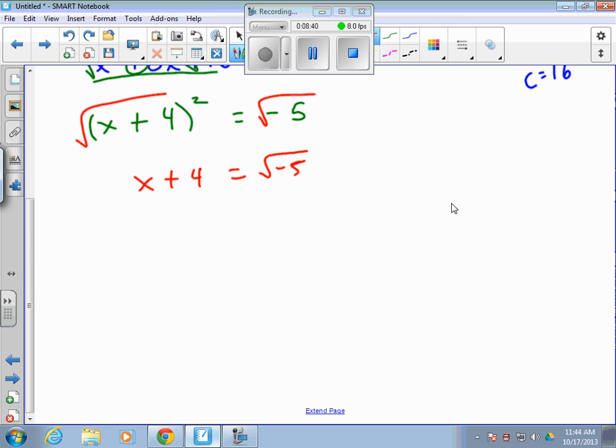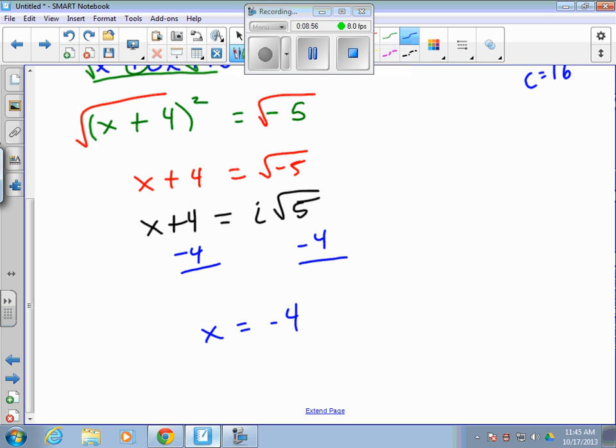You have to remove the negative value from under the radical. So we have x plus 4 equals i times the square root of 5. And all you have left to do is get rid of plus 4 by subtracting it. Do likewise to this side. And x equals negative 4 plus or minus the square root of 5 times i.